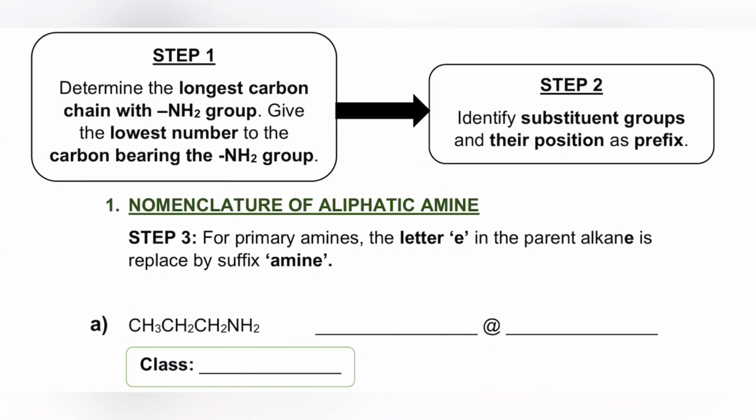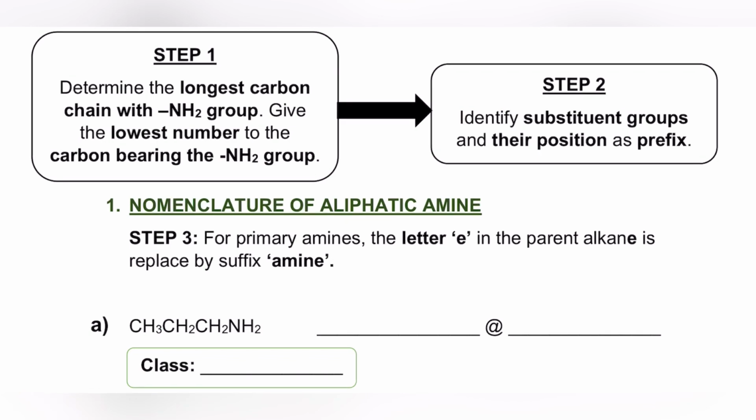To determine the nomenclature of amine, you have to use the same concept as before. Determine the longest carbon chain with amino group in the parent chain. And after that, you have to give the lowest number for the amino group. And after that, if you have substituents, you have to put their position as a prefix and follow the alphabetical order. So let's go with the first part, which is nomenclature of aliphatic amine.